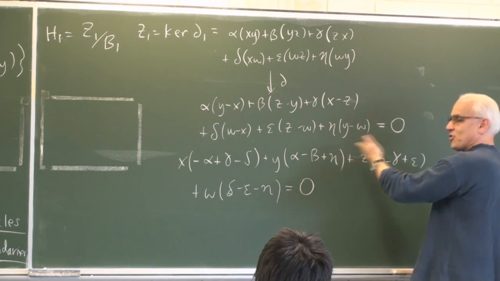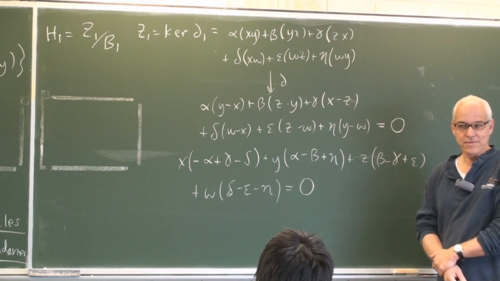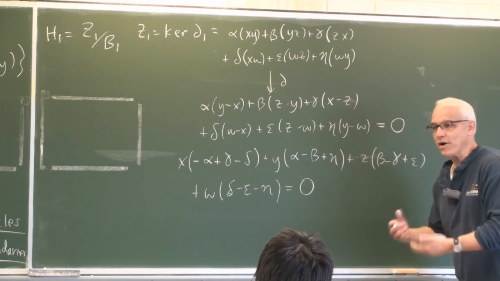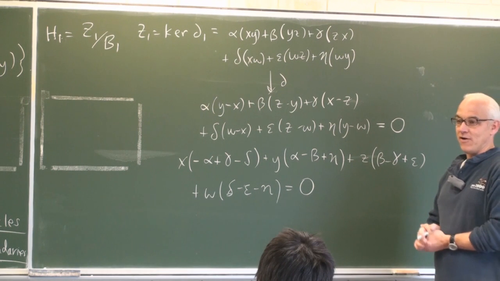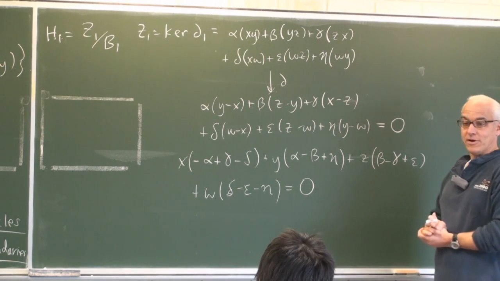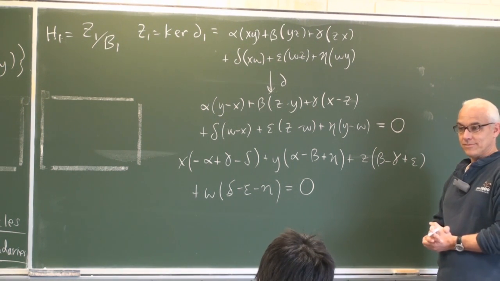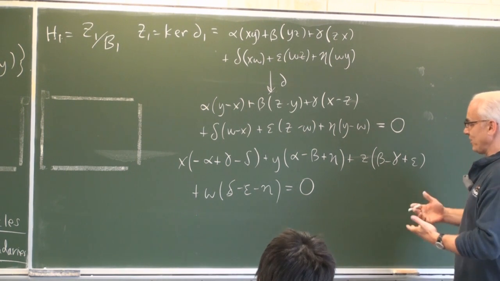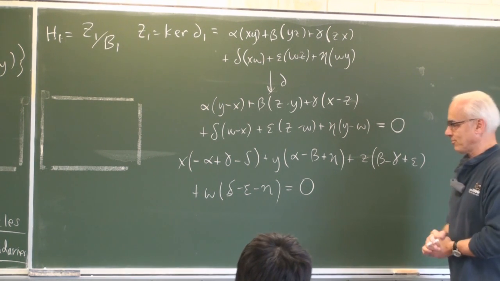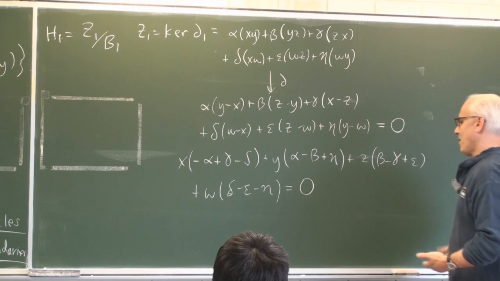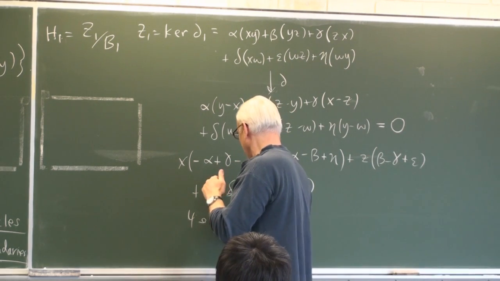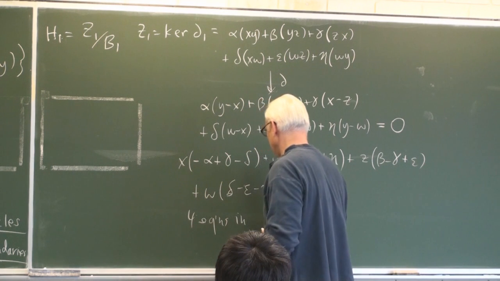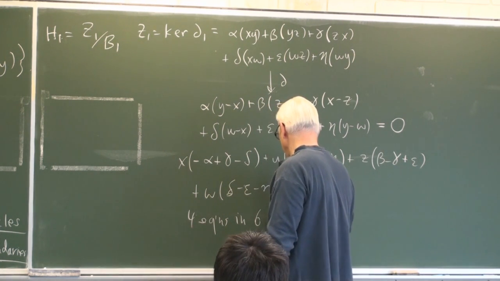That means that each one of these coefficients is 0. So we have basically 4 equations in the 6 unknowns: alpha, beta, gamma, delta, epsilon, and eta. We need to solve that system of equations. So we have 4 equations in 6 unknowns.